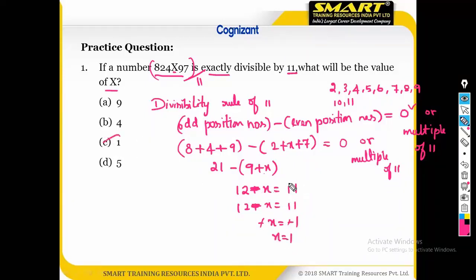So guys, why didn't I take 0 here? If I take 0 here, I will get x as 12. So x cannot be 12. So let it be a multiple of 11. First we can take 11 itself. So I got the answer: x is equal to 1.